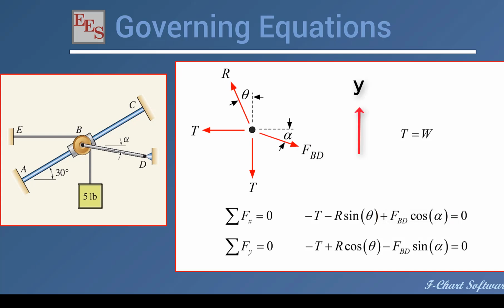And then if y is up, I'm going to have negative T pulling down from this force. R cosine theta is the y component of this reaction force R, and then minus FBD times the sine of alpha is the component from the bar. So at this point I have 3 equations, and there's 3 unknowns, right? T and R and FBD, so I should be good to go, and I can go ahead and enter these into EES and solve them there.